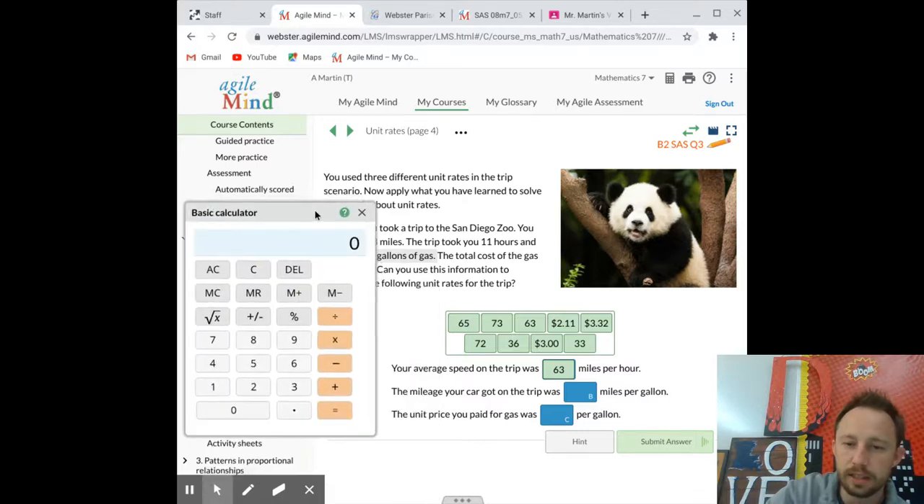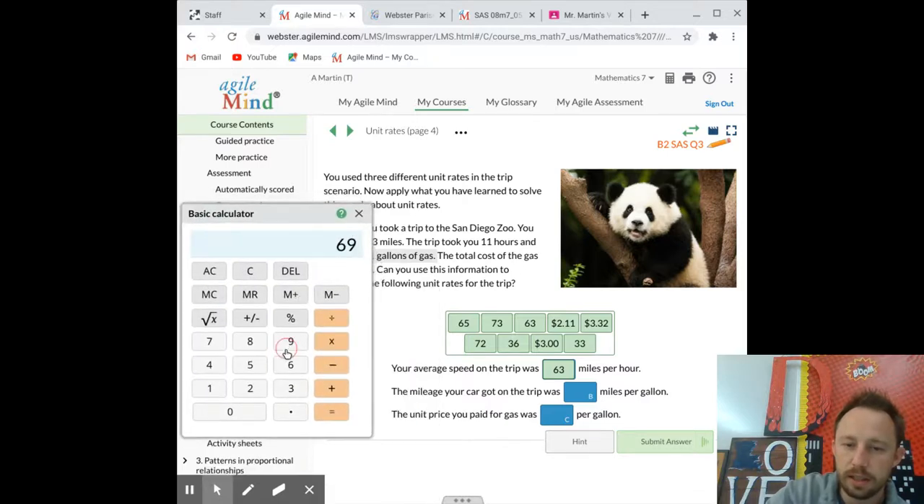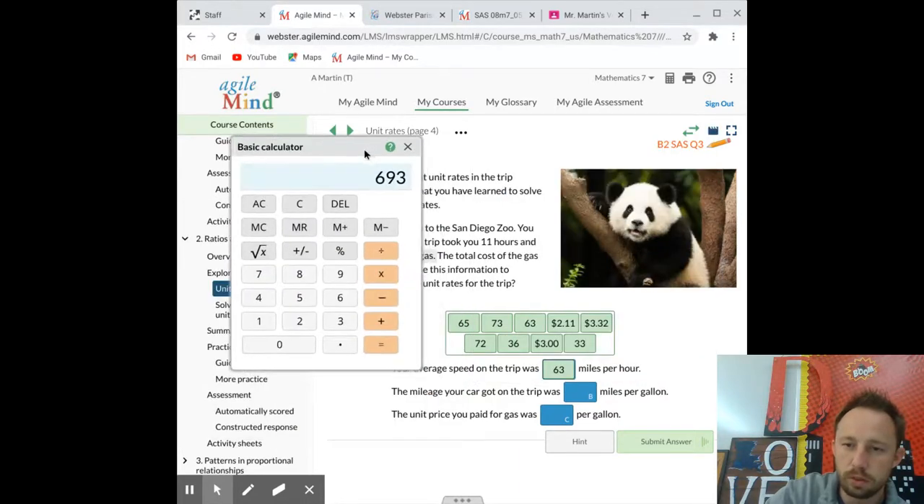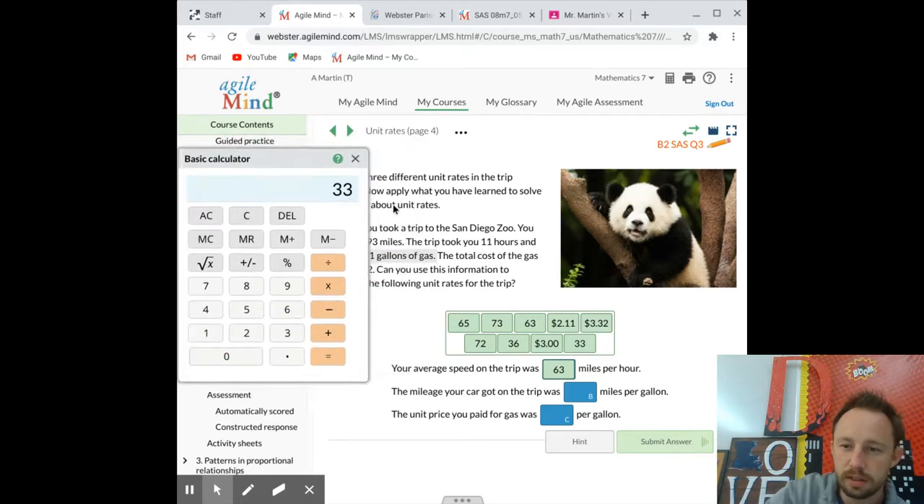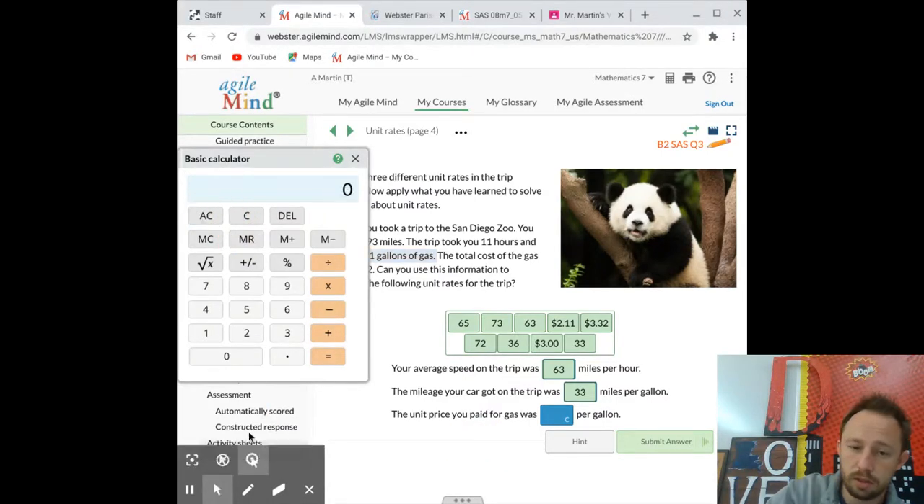We got to take 693 and divide it by the number of gallons of gas, which was 21. And what do we get? 33. 33 miles per gallon. Anybody confused how we got that? Everybody should see it fairly easy. All right, moving on along.